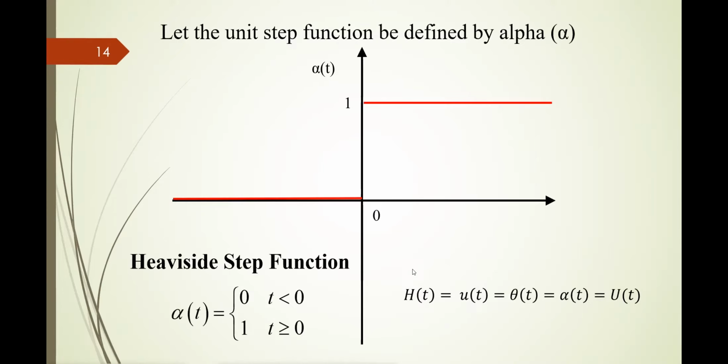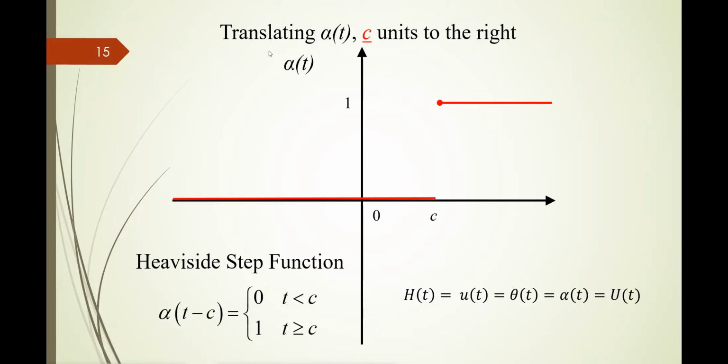So how do we draw and how do we write those functions? For example, this is the unit step function defined by alpha. So the Heaviside step function is represented by alpha of t, or basically function of t here, is 0 when time is less than 0. So it's just like a switch. So when it's switched on, the amplitude here is 1. Of course, when it's off, it's 0. And sometimes it's represented by these letters in the books: capital H of t, U of t, theta of t, alpha of t, and capital U of t. As long as you know that they are unit step functions.